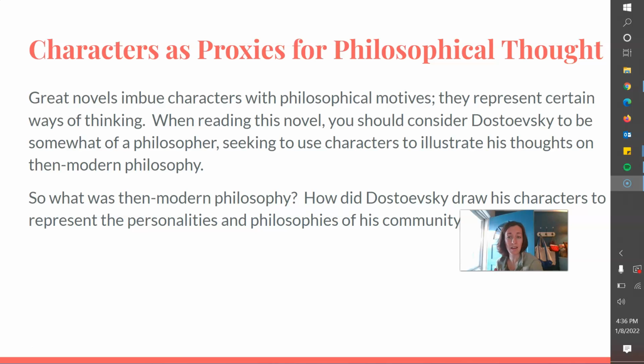Certainly that's what he was regarded as being when he was writing in the heyday in Russia, when he was contemporary with some other really major thinkers, Marx and Hegel and Kant, these other writers that were in the century before him, pushing forth some progressive ideas. So Dostoevsky is going to comment on all of those through Crime and Punishment. Let's take a moment to pause and think about the historical context for Dostoevsky so that we can appreciate better what these characters are trying to say. How did Dostoevsky draw his characters to represent the personalities and philosophies of his community?